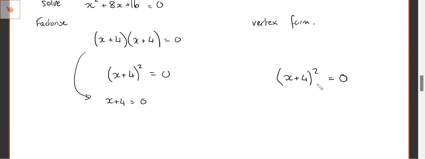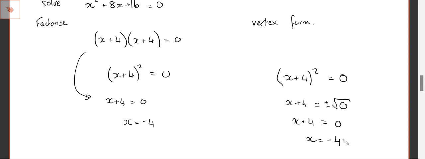Well, what do we have to do here? We have to do x plus 4 equals the square root of 0. Plus and minus, of course. But what is the square root of 0? 0. Plus 0 and minus 0. But that's just 0. You see how we end up with exactly the same thing? So what are your solutions? x equals negative 4. How many solutions are there? Just the one. What would the graph look like?